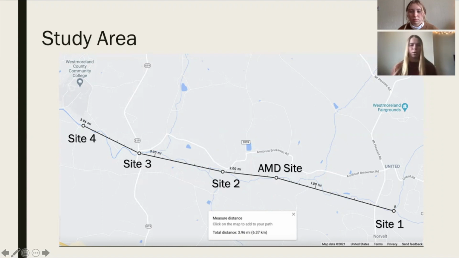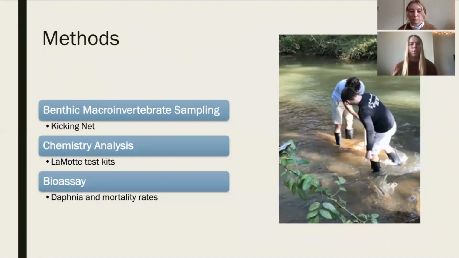We took 3 macroinvertebrate samples from 4 different sites along Sewickley Creek. 3 different samples were collected in riffles for 1 minute each, by using a kicking net to catch the macroinvertebrates. The total area sampled per site was approximately 1 square meter.